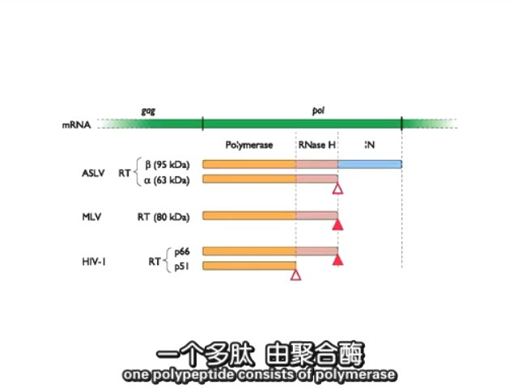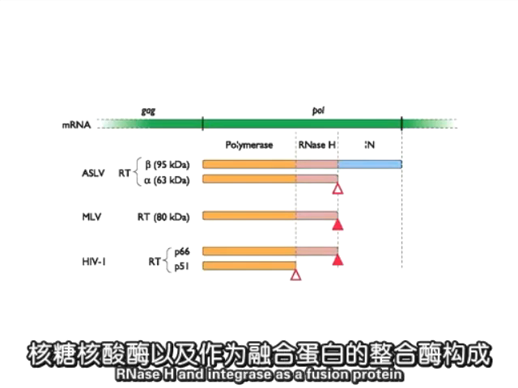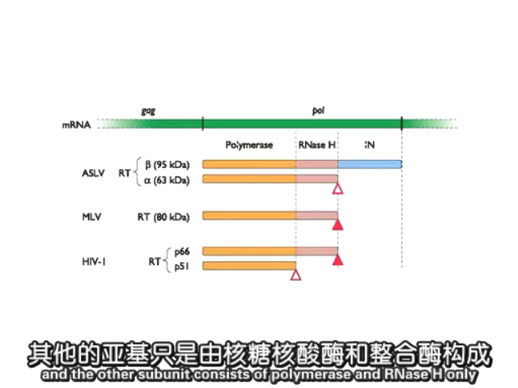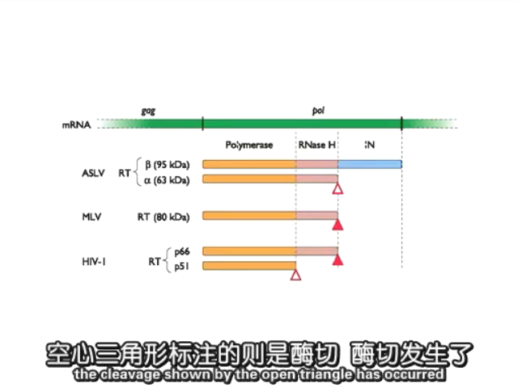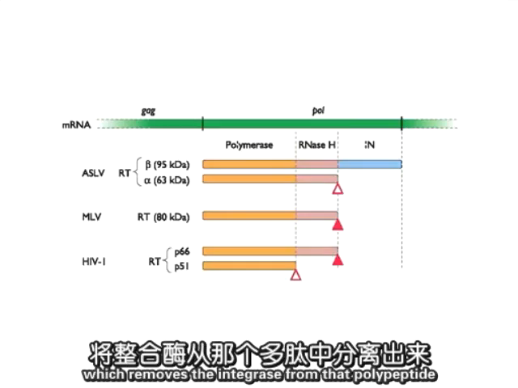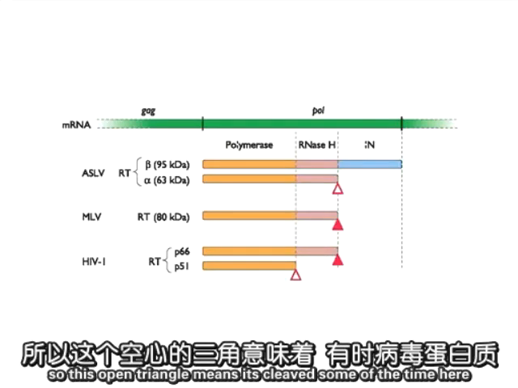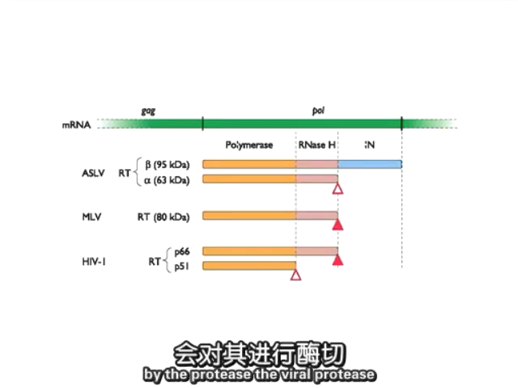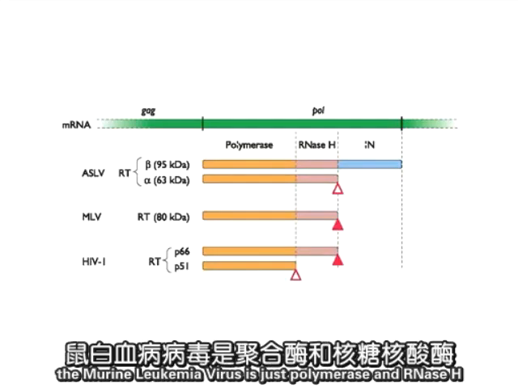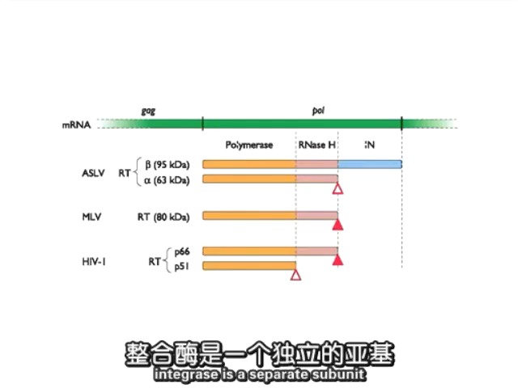One polypeptide consists of polymerase, RNase H, and integrase as a fusion protein, and the other subunit consists of polymerase and RNase H only. A cleavage shown by the open triangle has occurred which removes the integrase from that polypeptide. So this open triangle means it's cleaved some of the time here by the viral protease. The murine leukemia virus is just polymerase and RNase H. Integrase is a separate subunit.